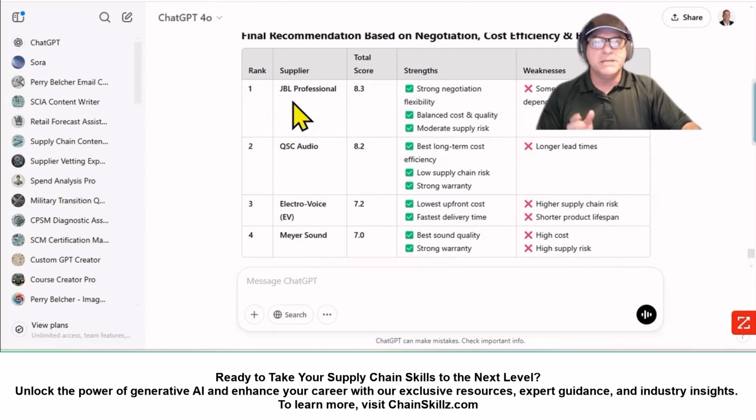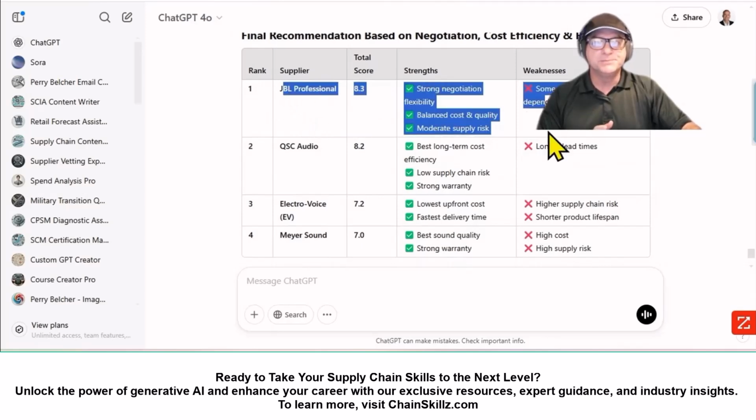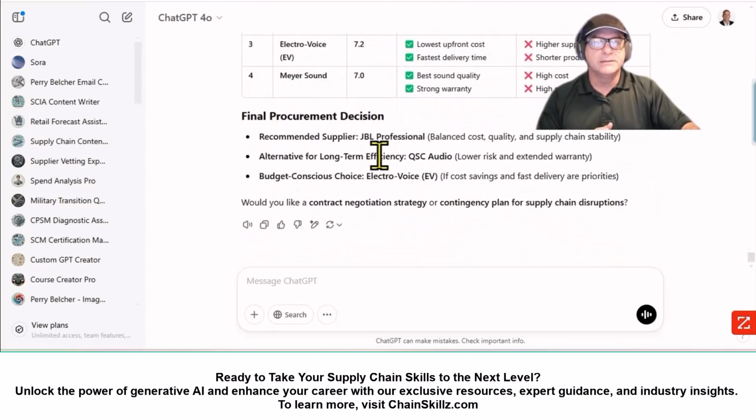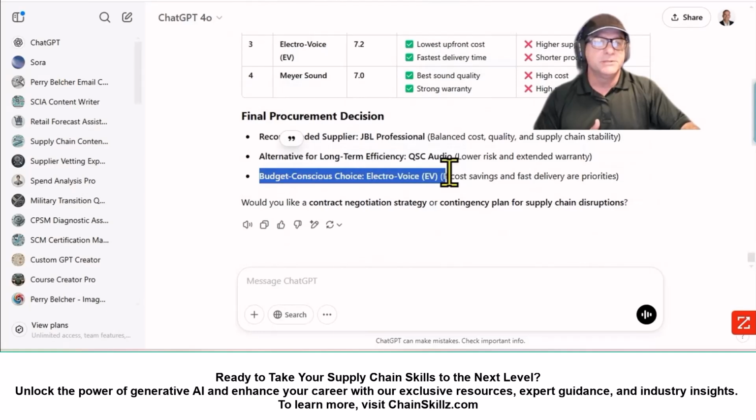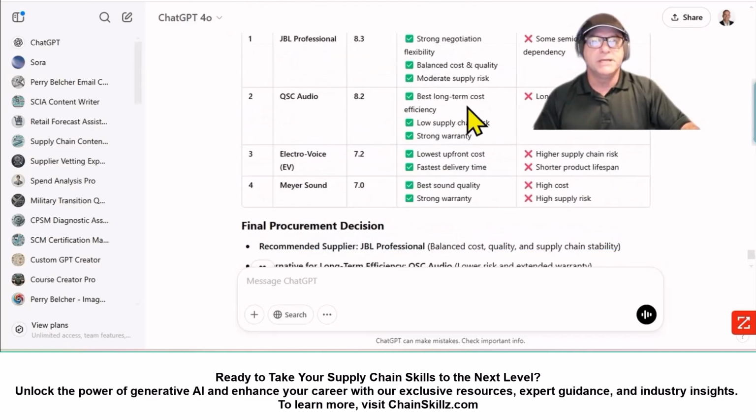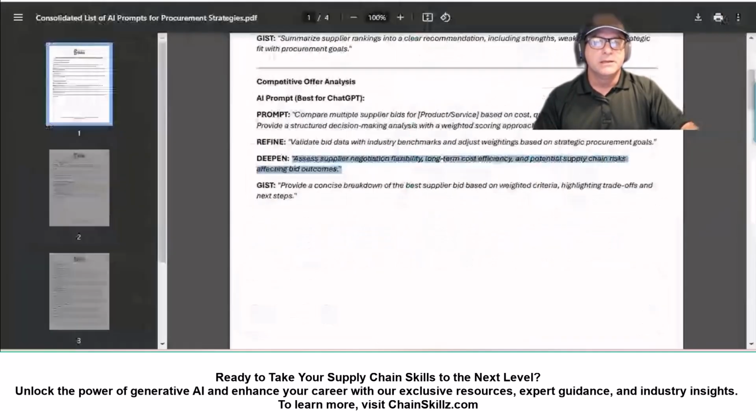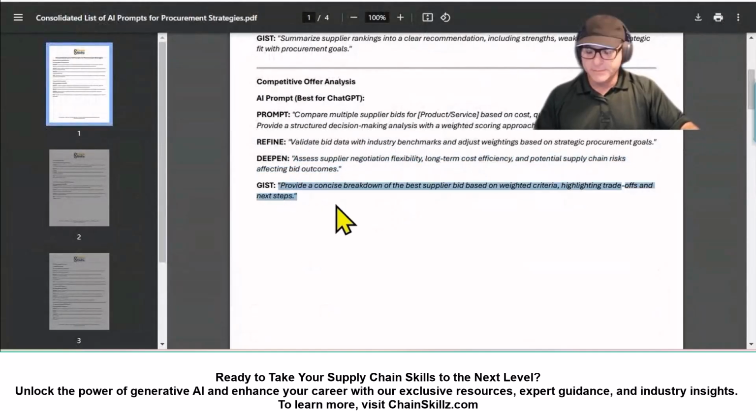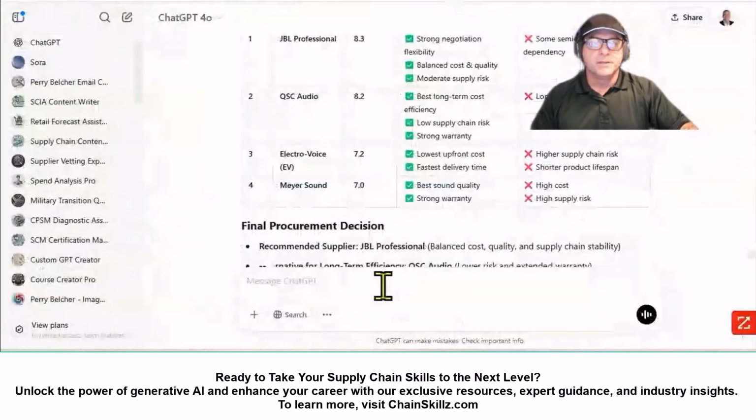Here, final recommendation, JBL's coming out on top again. Working through that. All right. Recommended supplier, an alternative for long-term efficiency. And if you're on a budget, Electro-Voice. And here, all the justification is there for you. Last piece, let's get the gist of it. Put it all together.